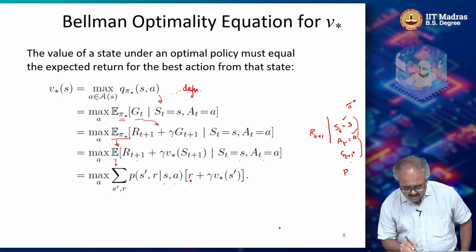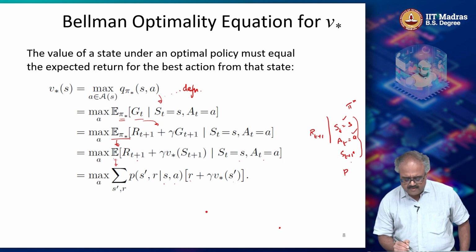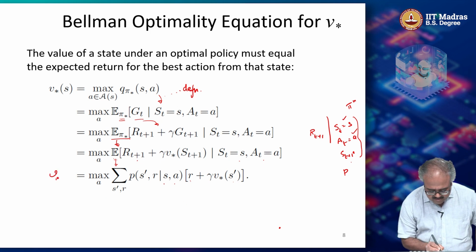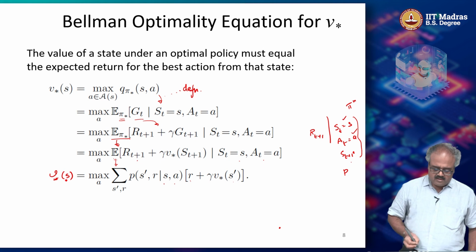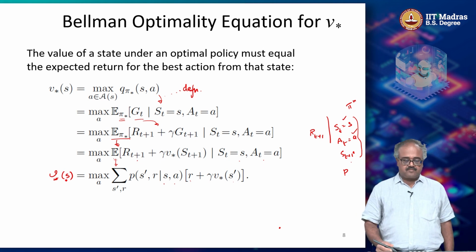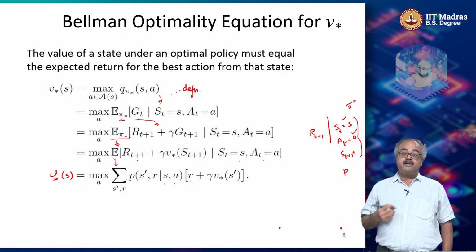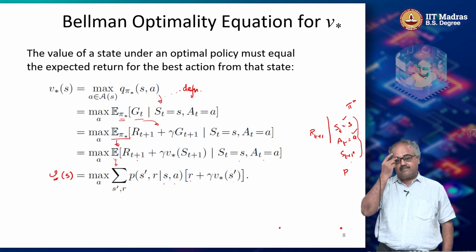So this RT plus 1 in this particular summation term has a value R, and this ST plus 1 in this summation term has a value S prime, right? So basically I can write this. So this is V star of S, right? So this is basically how I derive the Bellman equation for V star, or sometimes we call it the Bellman optimality equation for V star. Okay.